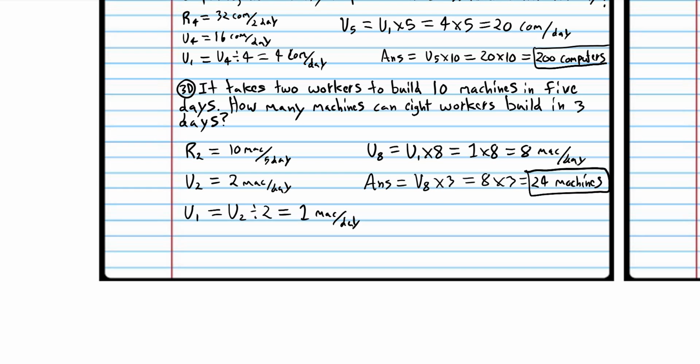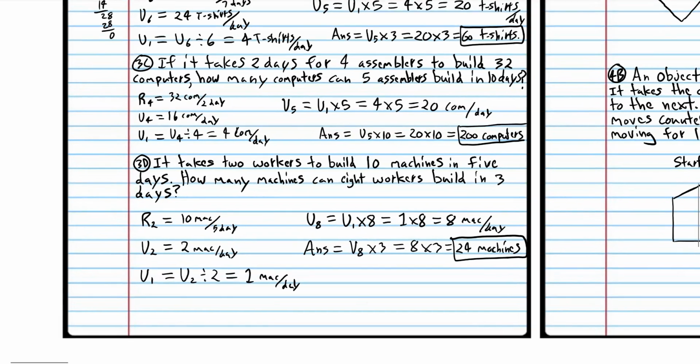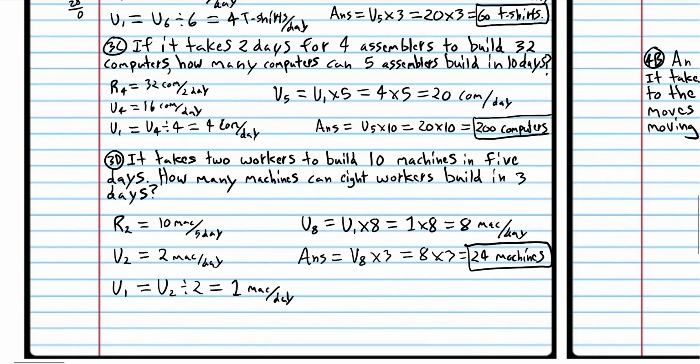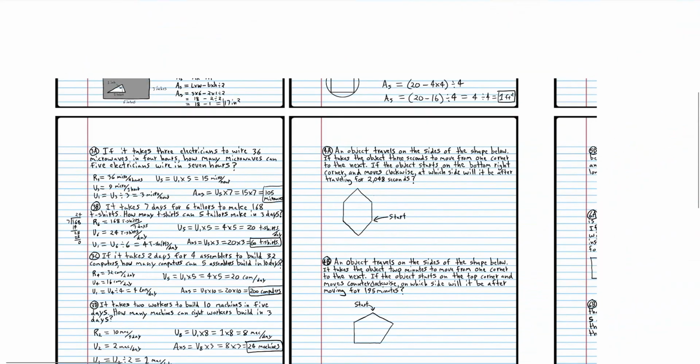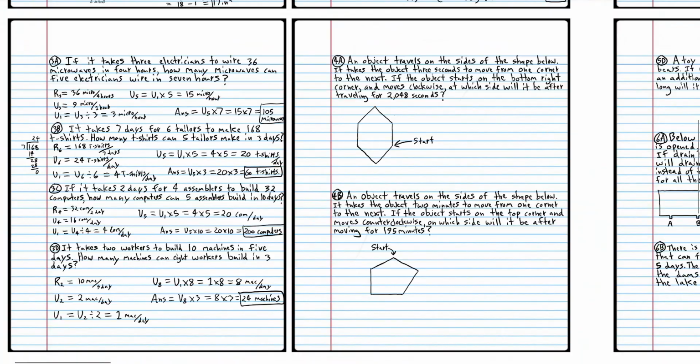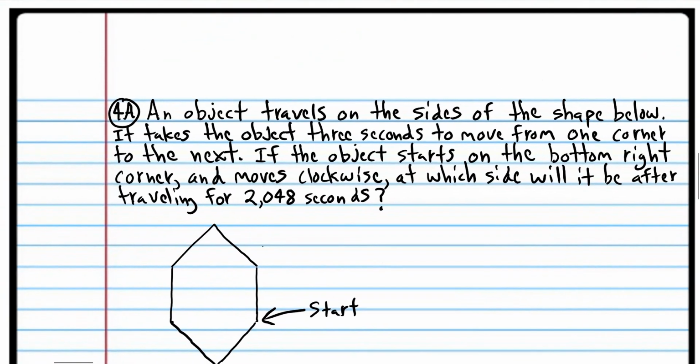And you know, if you didn't get 24 machines, that's fine. Just go back and figure out what you did wrong. Again, these problems are designed to be intimidating. There's a lot of steps. There was 1, 2, 3, I believe there's 4 steps in that problem. So quite a few steps. All right, so now we've done the first 3 problems. Let's go on to number 4.